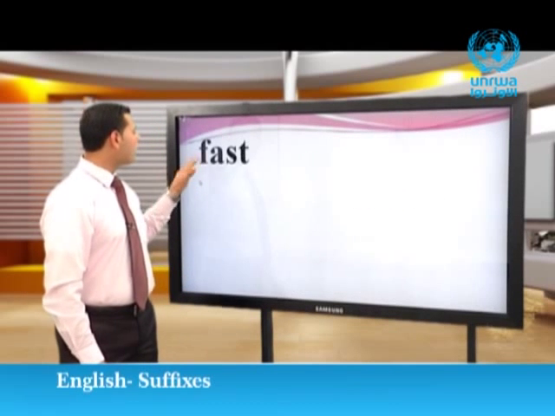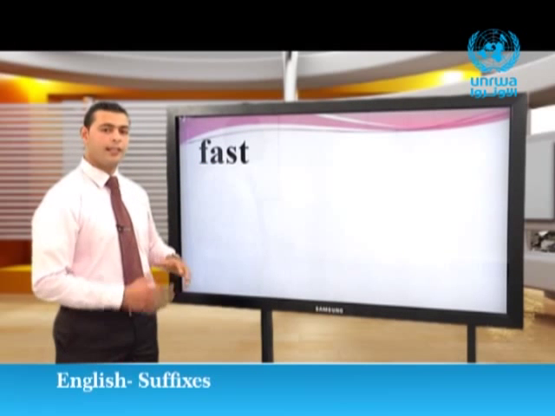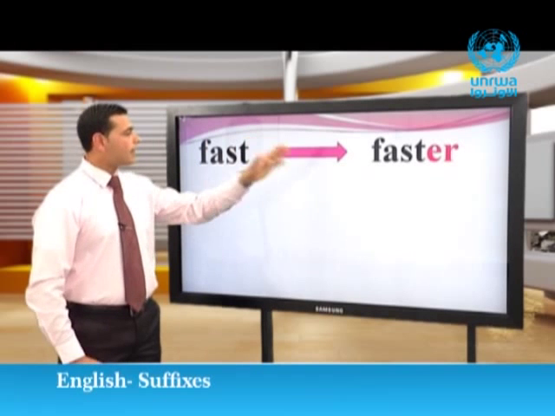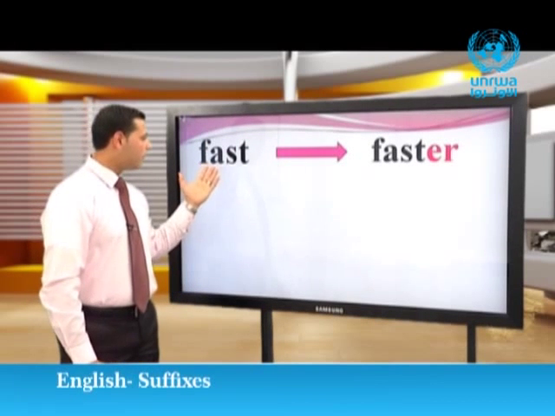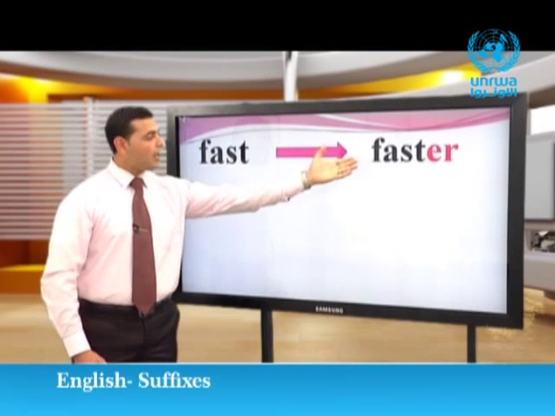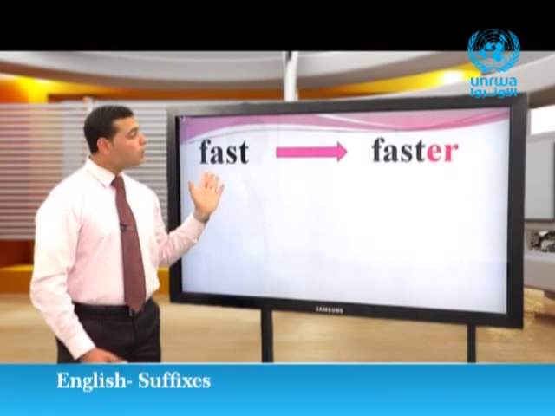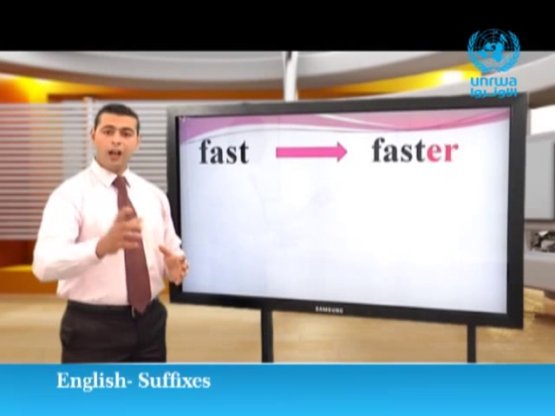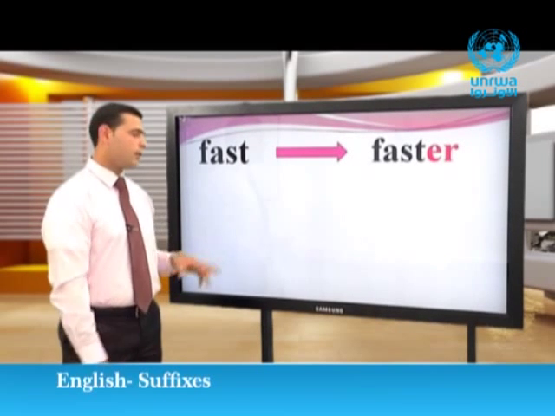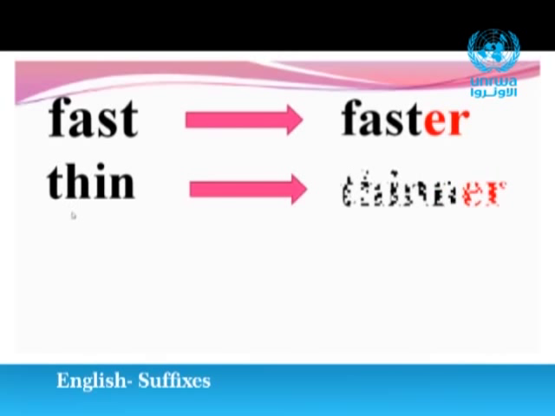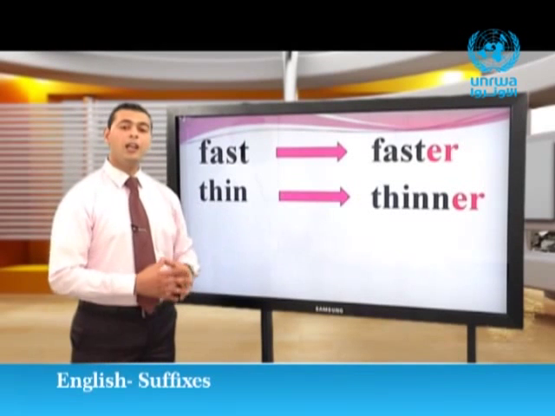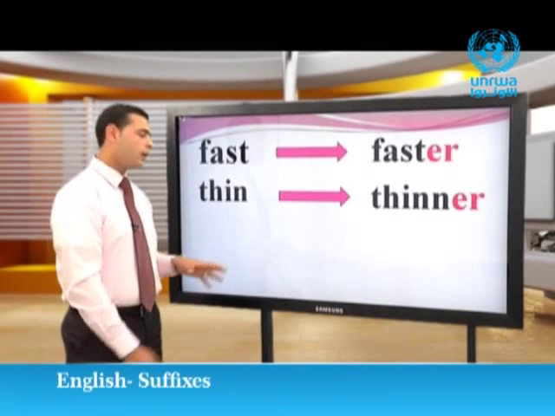Alright, let's have this example. The adjective fast. Here, fast, faster. Adjective, and here we have a comparative adjective. Fast, and here faster than. Alright, here dear students, we added the suffix er to the end of this word to change its meaning or to have a new word. Look here, thin, thinner. The same story, we added er to the end of this word to have a new word.